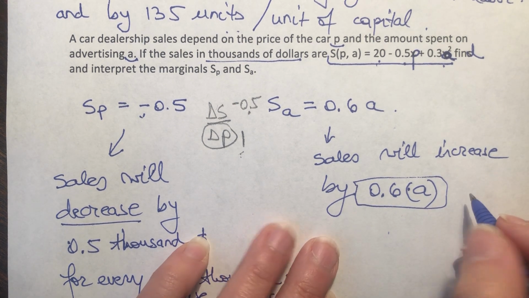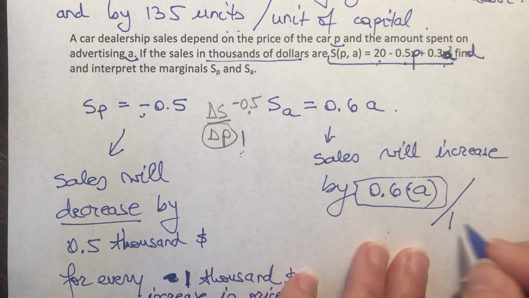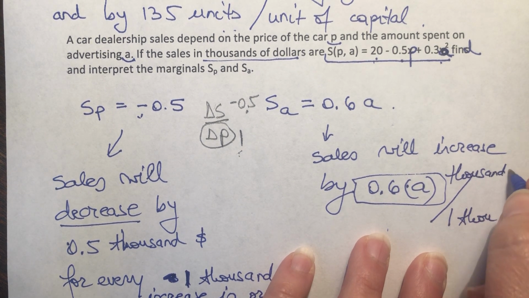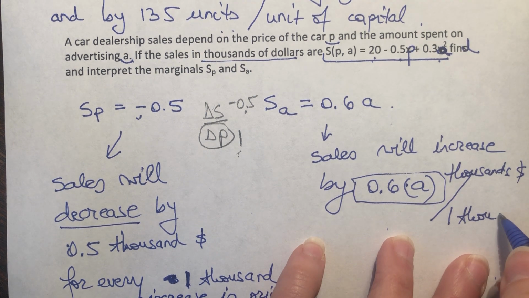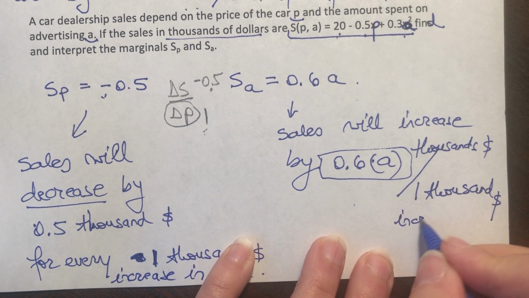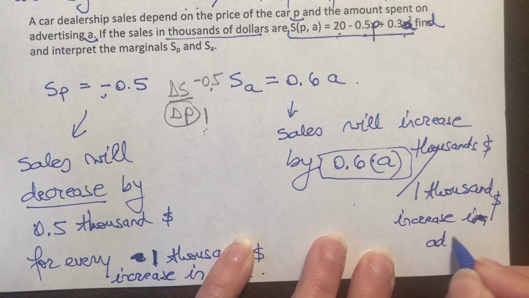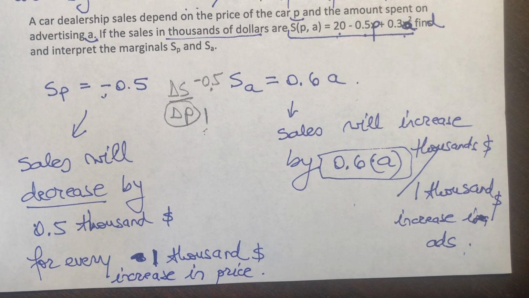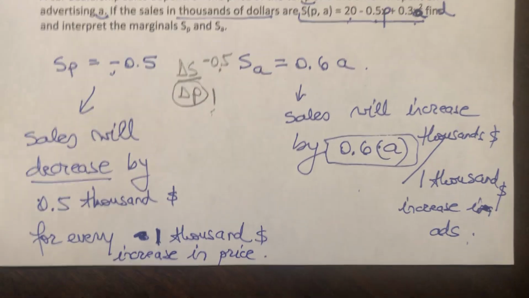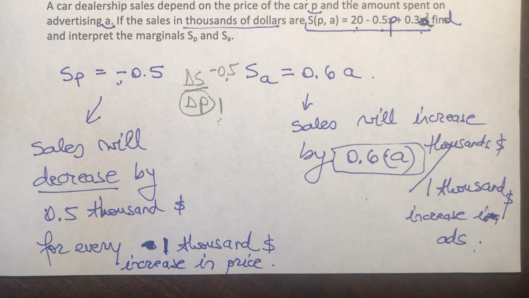That's what we got. It will increase by 0.6 times A for every what? $1,000, well, thousands. For every extra $1,000 increase in ads. And that makes sense. Okay, you're going to spend more on ads, you're going to sell more cars. You're going to increase the price of the cars, the sales are going to go down. So it totally makes sense.